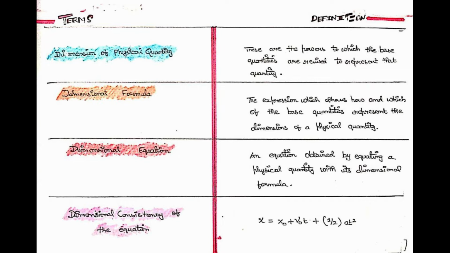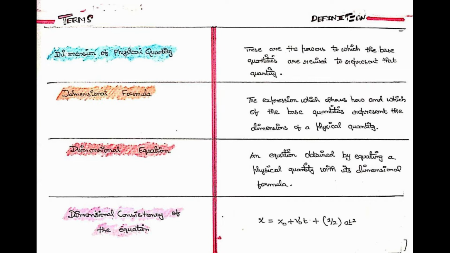These are the powers to which the base quantities are raised to represent that quantity, meaning the powers to which the base quantities are raised to represent a particular quantity. Second, dimensional formula. The expression which shows how and which of the base quantities represent the dimension of a physical quantity, meaning how a base quantity represents a particular dimension of a physical quantity.